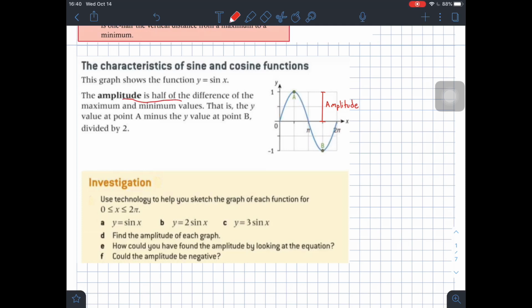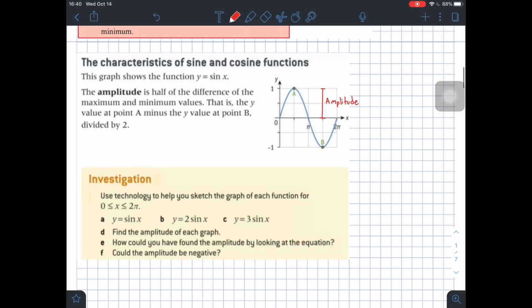The amplitude is half of the difference of the maximum and minimum values. That is, the y value at point A minus the y value at point B, divided by 2. So this is exactly the amplitude, which, as the text here says, can be found by doing this point minus this point. So the y-coordinate of this point minus the y-coordinate of this point, and then we divide the difference by 2 in order to obtain this distance over here, which is exactly the amplitude, okay? So that's another way to determine the amplitude in case you cannot measure this distance directly. This distance, or also this distance, is the amplitude.